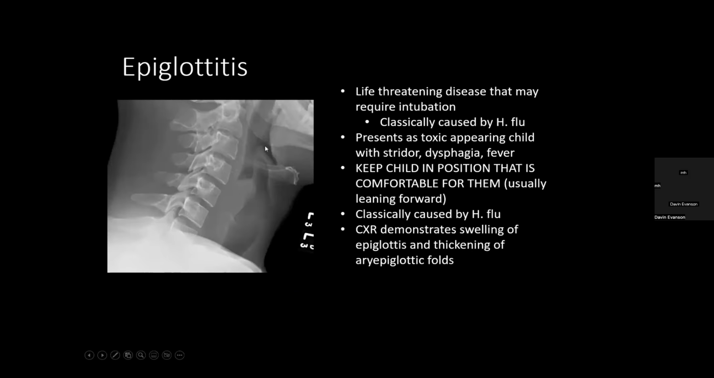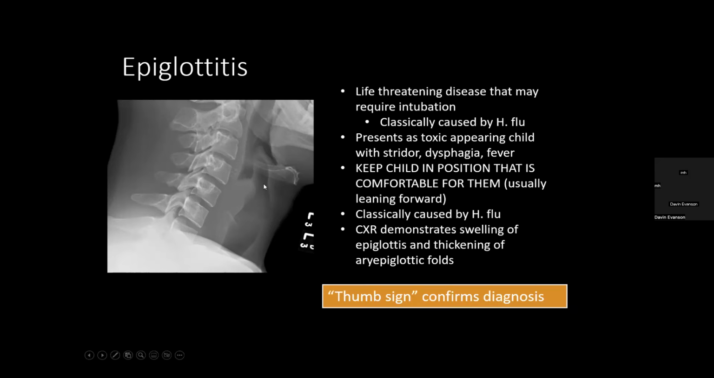Epiglottitis. Before the vaccines, this was a deadly diagnosis, still deadly, but I think with the vaccine, much less common, but still something to be very worried about, especially people who aren't vaccinated, typically caused by H. influenzae. That can get a sick kid crashing really quickly if the airway is not protected. And they also call this the thumb sign.